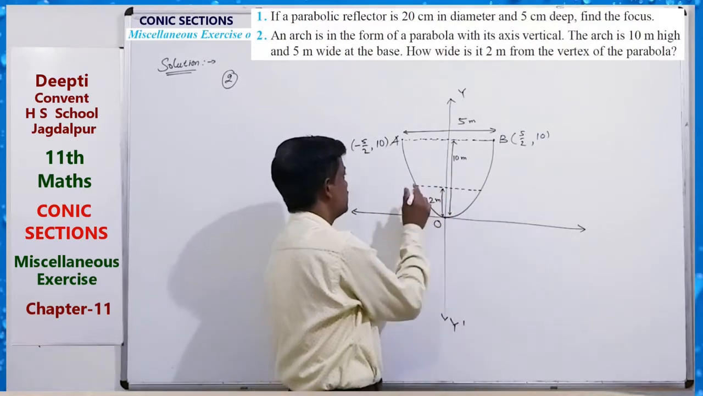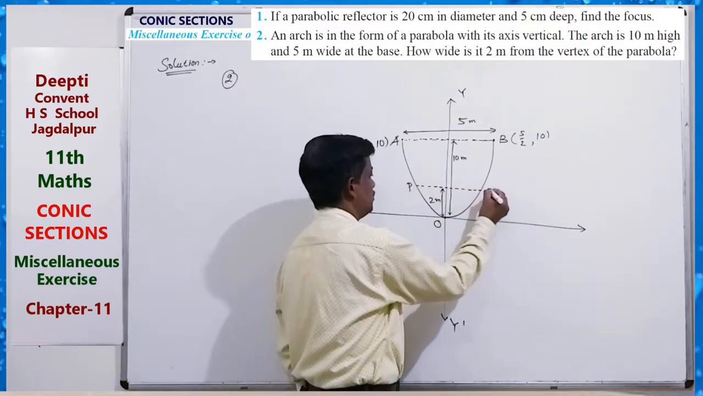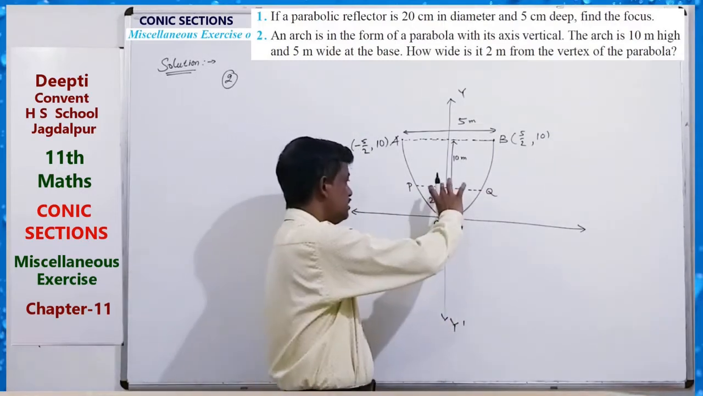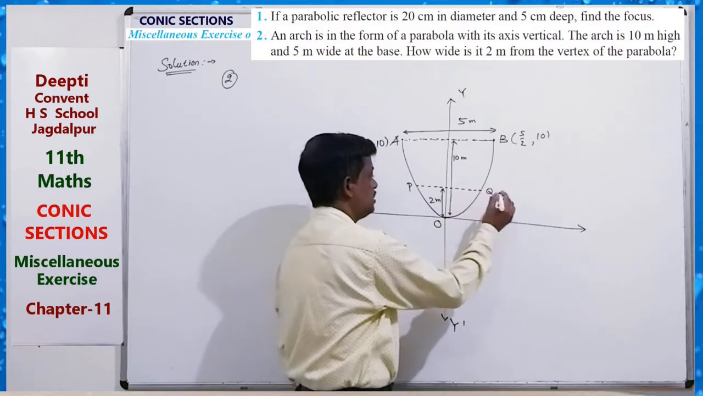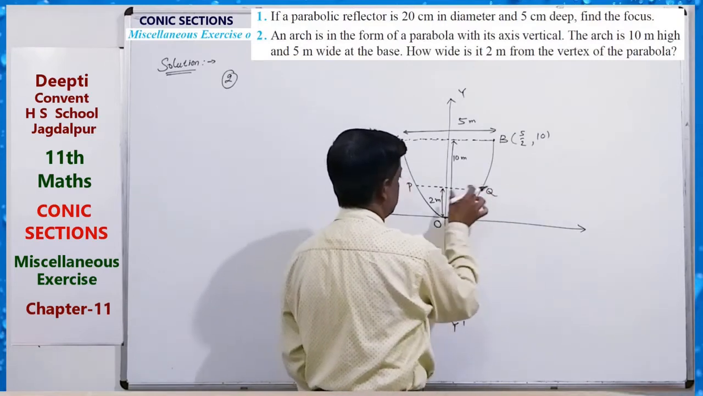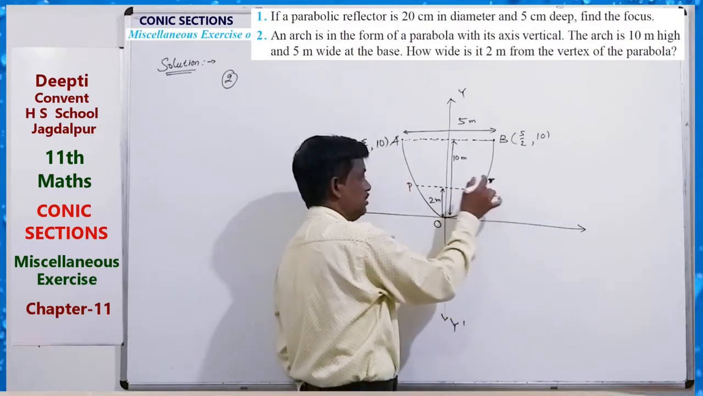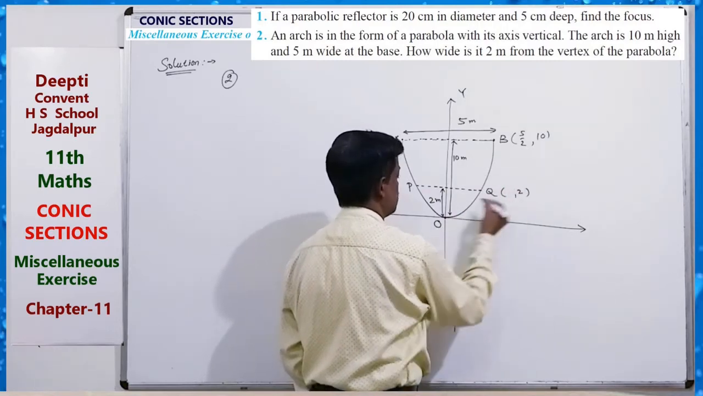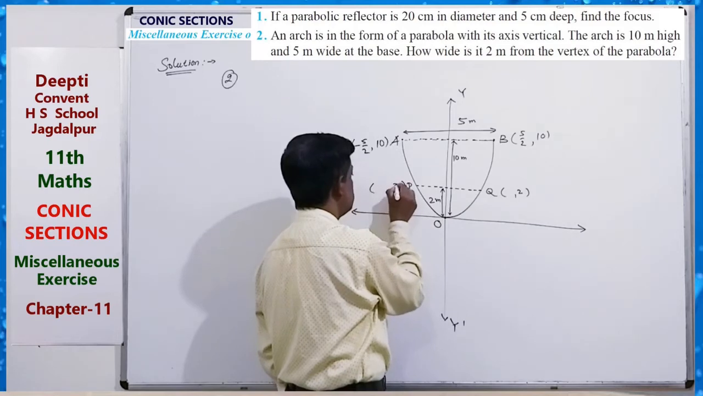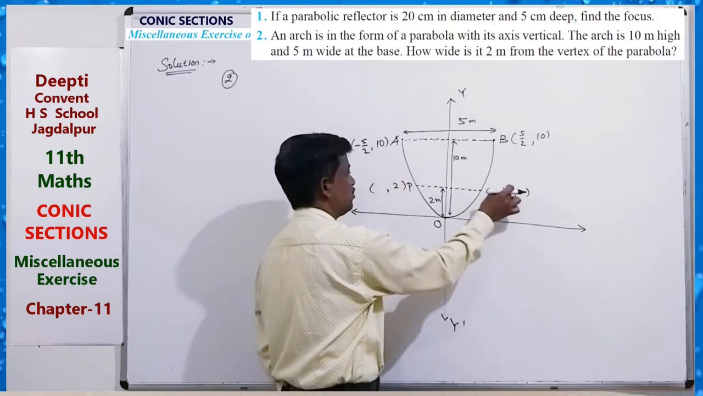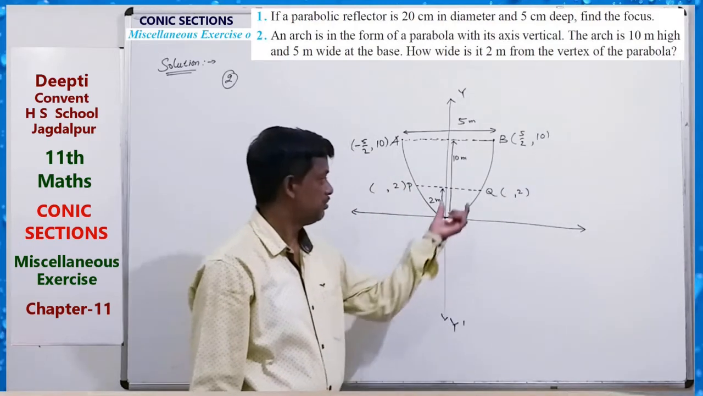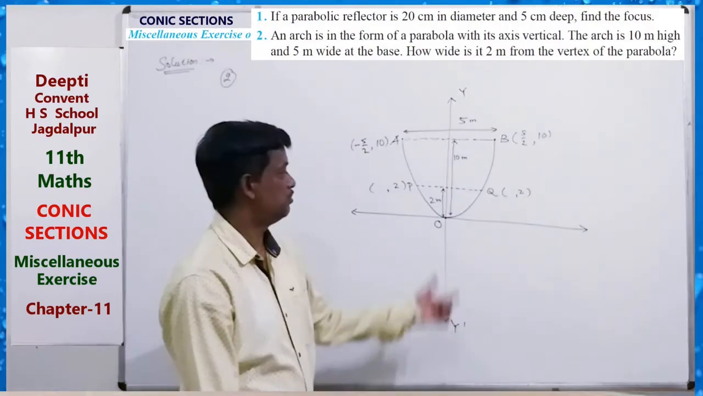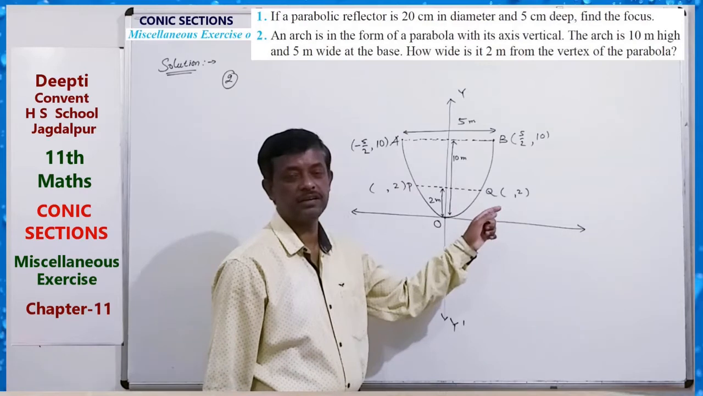Then wideness is this, what? PQ. So we have to find the value of PQ. This is 2. That means we have to find this. Here the value of y is 2, and here the value of y is 2 always. We just have to find the value of x. If we can find the value of this, then 2 times of this, because this is a double ordinate.